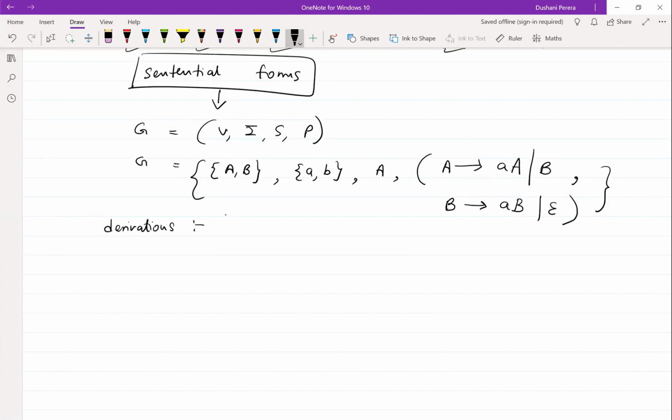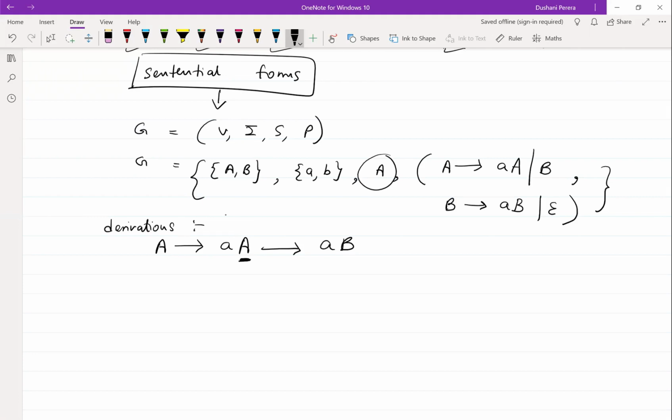So let's start with A. We start from A. The initial symbol is A, the initial non-terminal. So we can translate A to aA. How? Because it's given in the production rule. Then we again have an A. We can replace that A by either aA or B. So I'll use B this time. I'm going to replace A with B using the production rule.